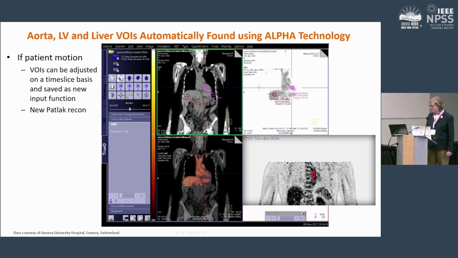So this is just an example of those VOIs, the pink sphere in the left ventricle. That's what we use to get the input function if you want left ventricle. And then there's a red cylinder on the lower right image, and that's for the thoracic aorta. That one we found was more robust to patient motion, so we chose that by default.